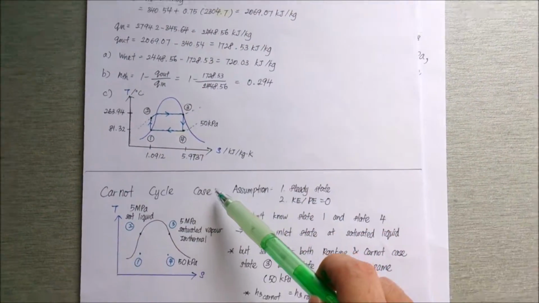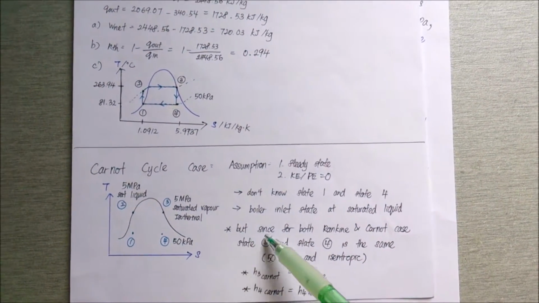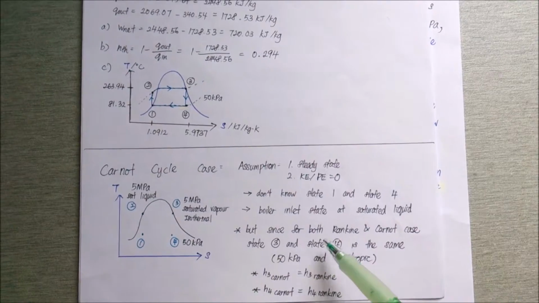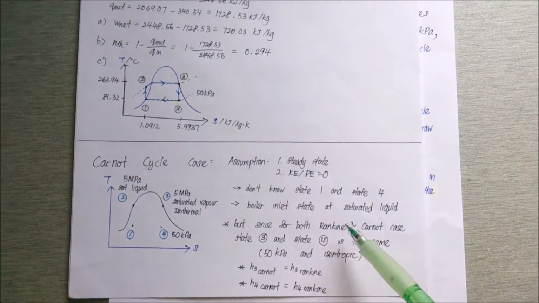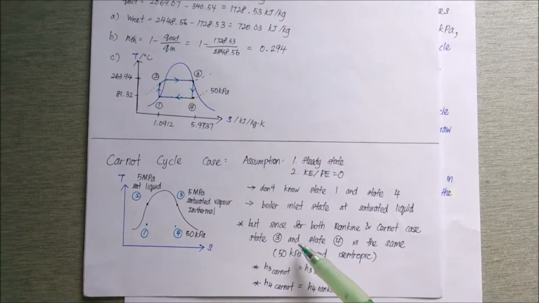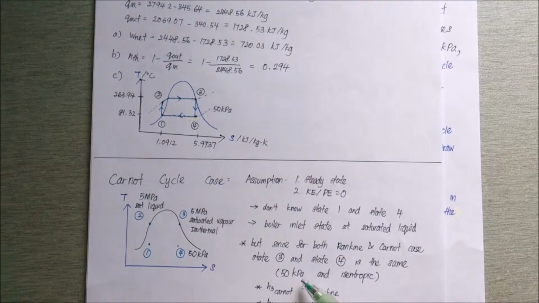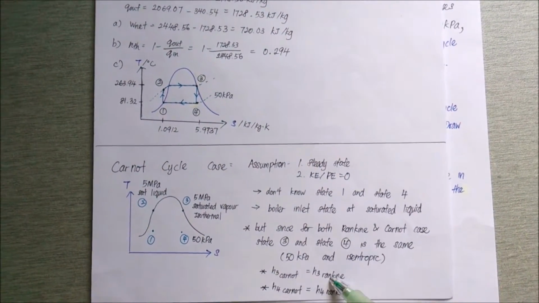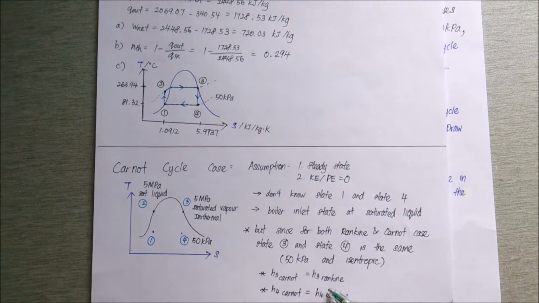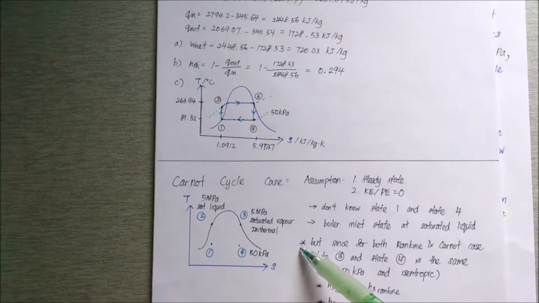Now we go to the Carnot cycle case. Since we already know that in the Carnot cycle case, state 3 and state 4 are exactly the same as in the Rankine cycle, we don't have to find them again. We just use the values of enthalpy 3 and enthalpy 4 of the Rankine cycle, because it's the same 50 kilopascal condenser pressure and isentropic. So we just have to find H2 and H1.